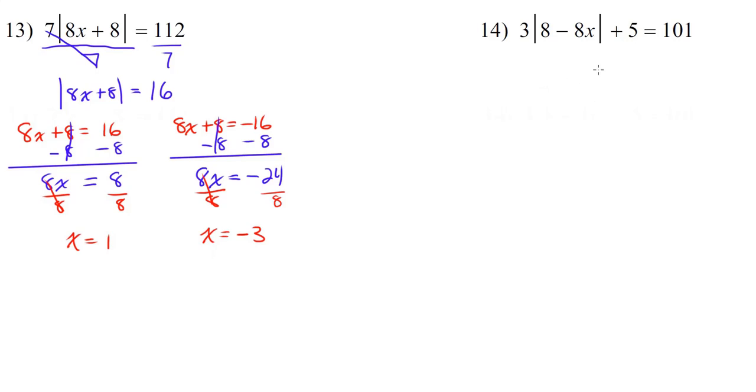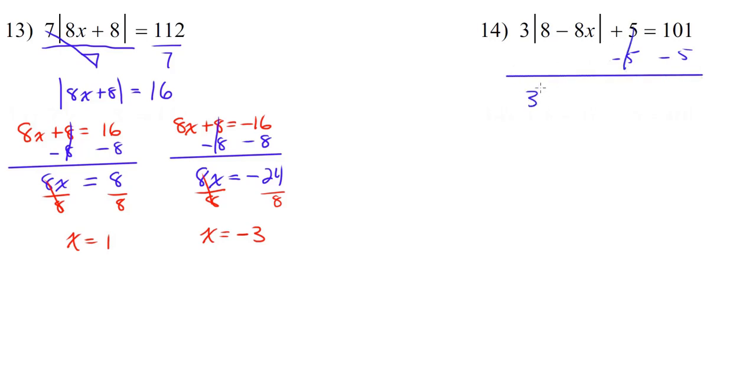Number 14, we have 3 times the absolute value of 8 minus 8x, plus 5, equals 101. So now we have two separate things keeping our absolute value from being isolated, and we need to get rid of both of them before we can solve. Just like in a two-step equation, we need to undo addition or subtraction first. So the first thing we're going to do is subtract 5 from both sides.